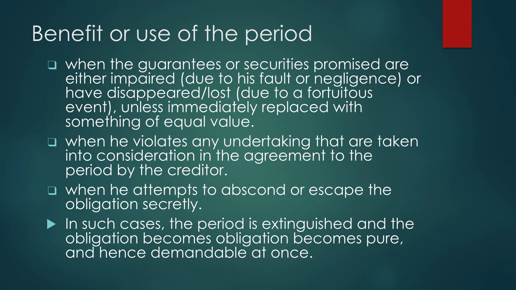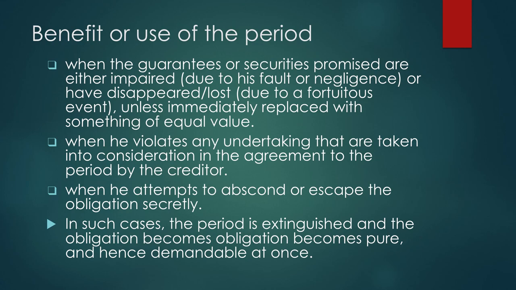Another way to lose the benefit of using the period is when he violates any undertaking that is taken into consideration in the agreement to the period by the creditor. So, of course, dahil may ginawa siyang kalukuhan against the agreement or not in consonance with the agreement, then he or she should suffer the consequence. The obligation becomes due and demandable again. So, another way to lose that benefit of using the period is when he attempts to abscond or escape the obligation secretly. Nagpaplano na pala siyang lumayas ng Pilipinas, di ba? So, kapag na-discover ni creditor, hindi na siya maghihintay ng after 5 years. Sabihin niya na, ano ka ba? Takas ka pala. So, bayaran mo na, di ba?